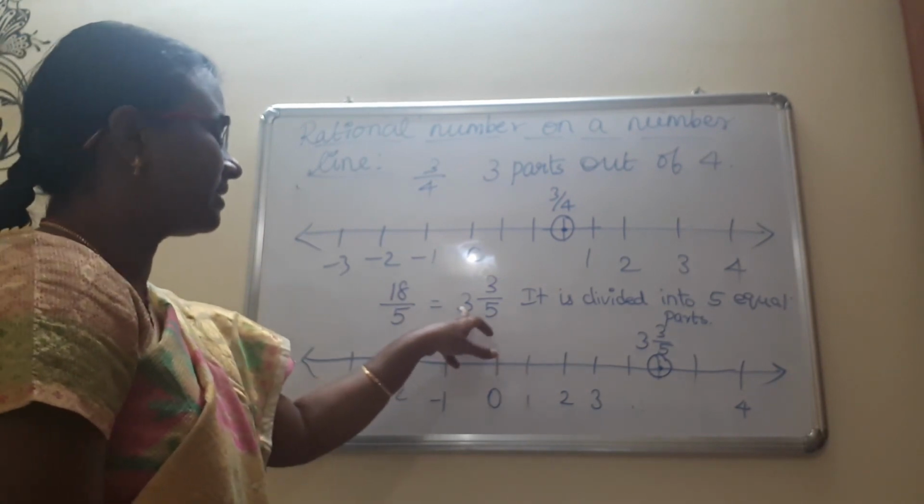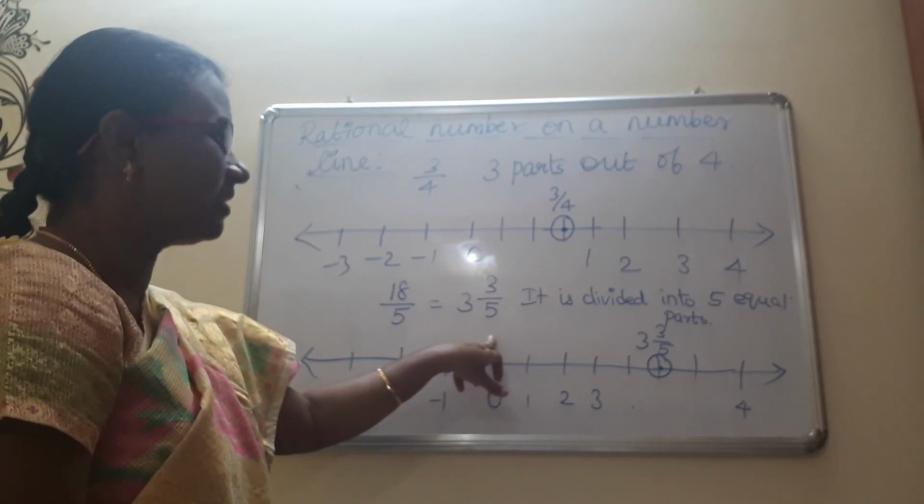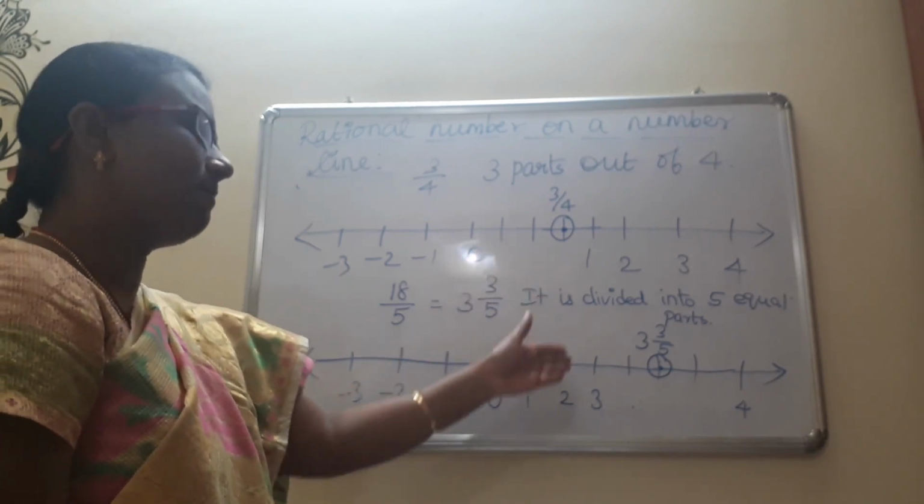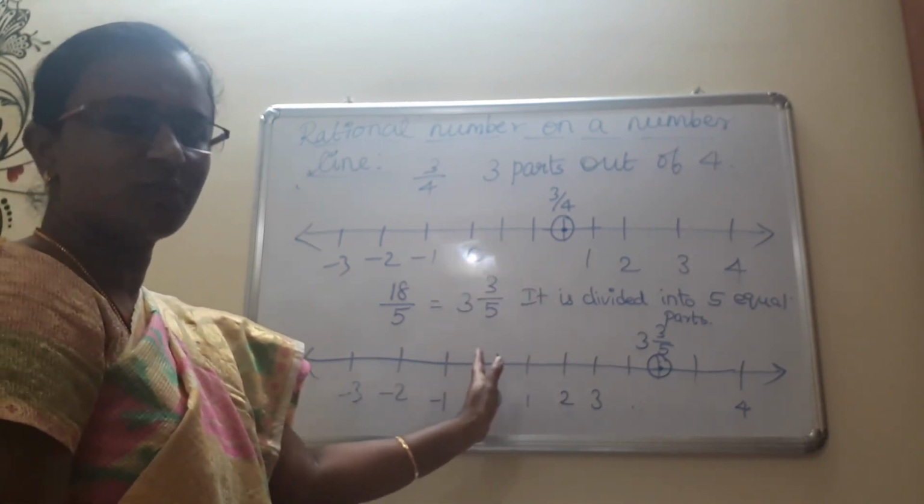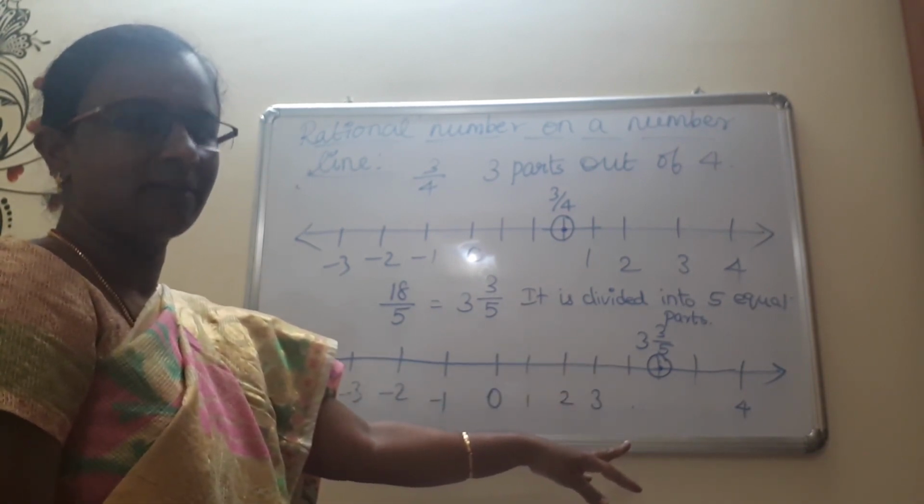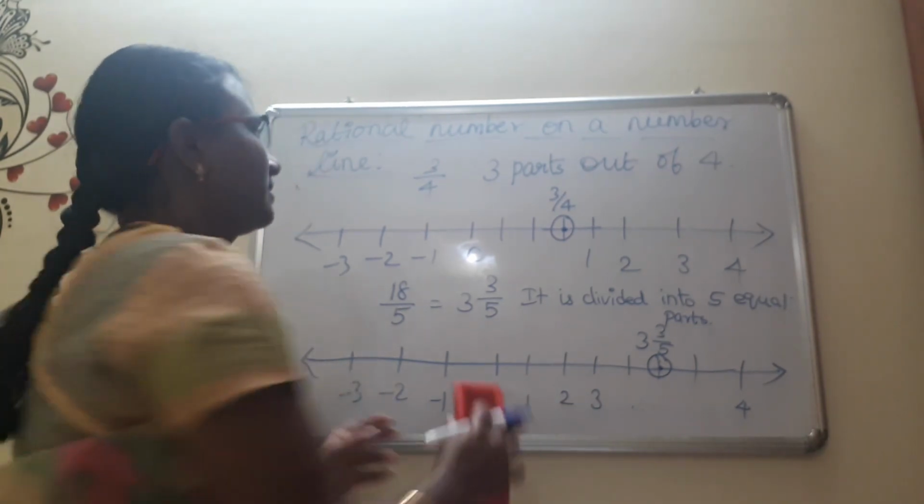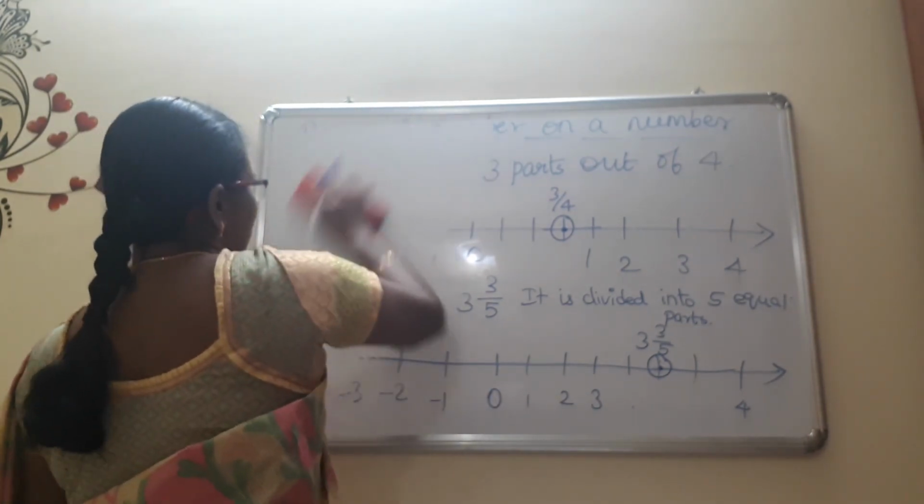Now we converted it as the mixed fraction 3 3 by 5. So it is divided into 5 equal parts. So it definitely lies in between the 3 and 4, on the third marked line. So 3 3 by 5. Okay. Can you understand this? Shall I go to the next one?